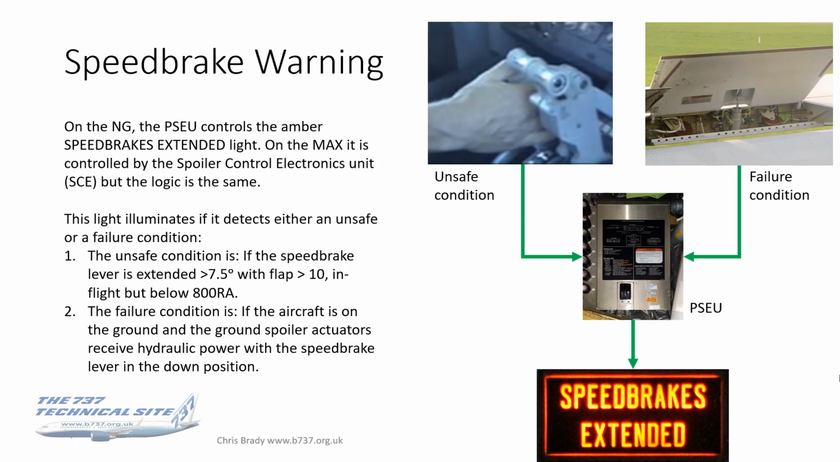The unsafe condition is that the Speedbrake lever is extended beyond 7.5 degrees. You would think it would be if it's extended at all, but that just allows a little bit of leeway between where you're trying to arm it and where you're trying to use it. So if the Speedbrake lever is extended beyond 7.5 degrees, i.e. more than arming it, with the flaps greater than 10 in flight but below 800 rad-alt.